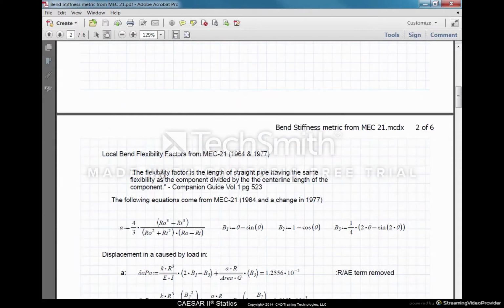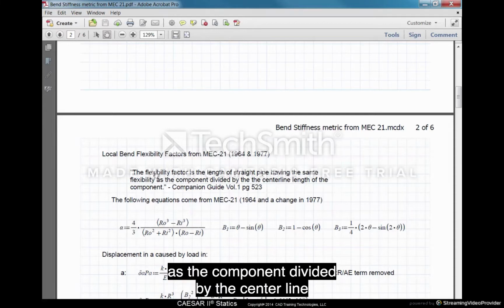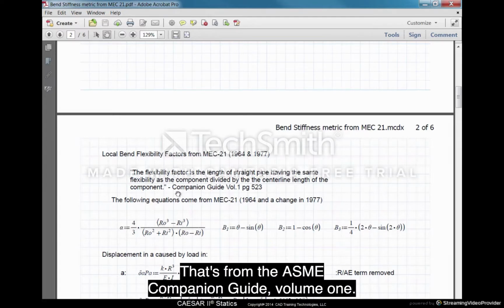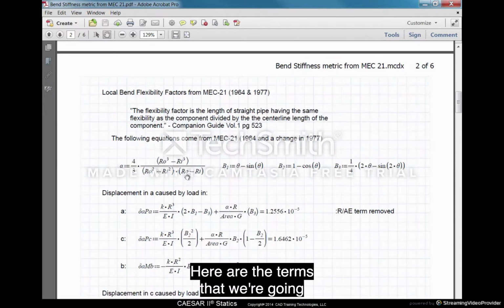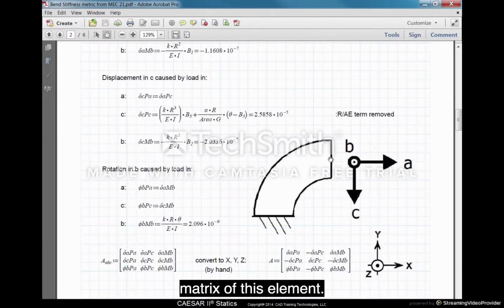Here's a definition of the flexibility factor. The flexibility factor is the length of straight pipe having the same flexibility as the component divided by the centerline length of the component. That's from the ASME Companion Guide, Volume 1. Here are the terms that we're going to use to calculate the flexibility matrix of this element.